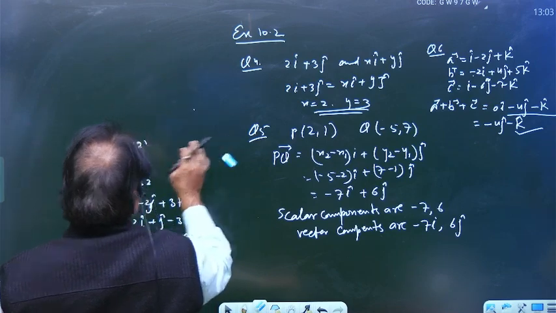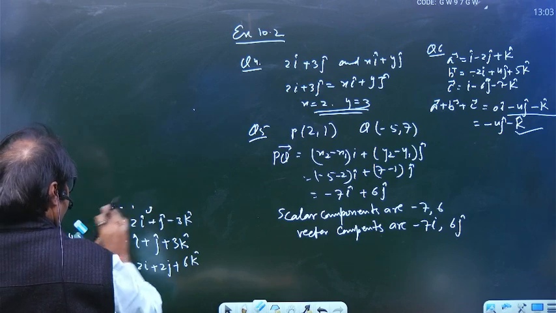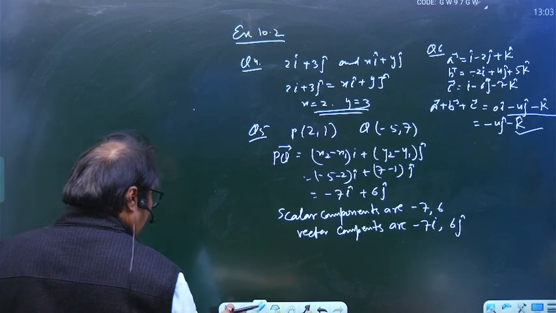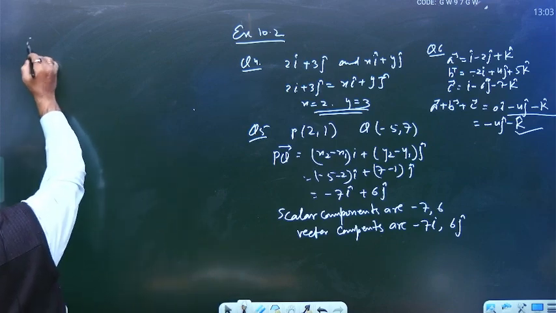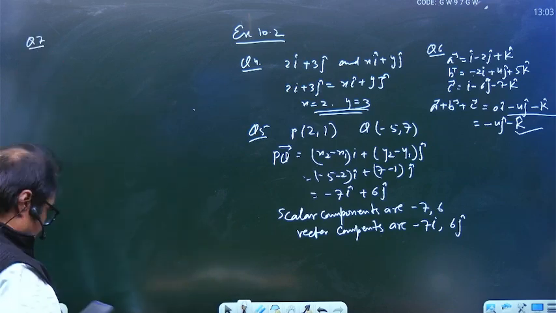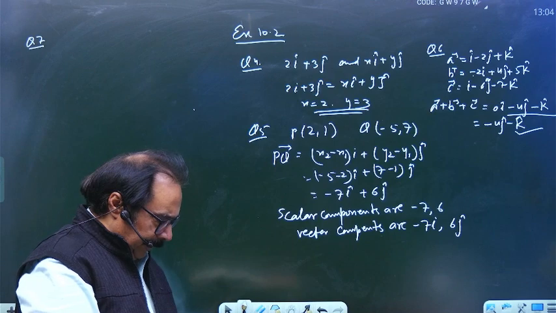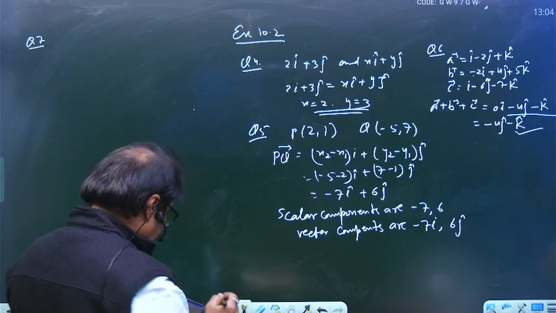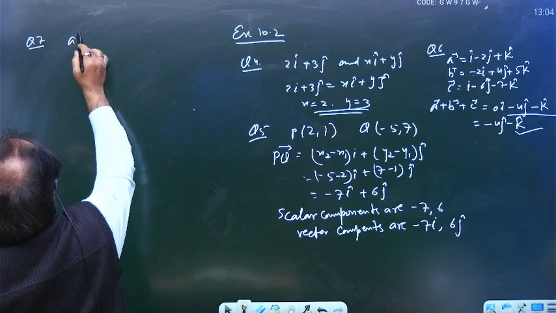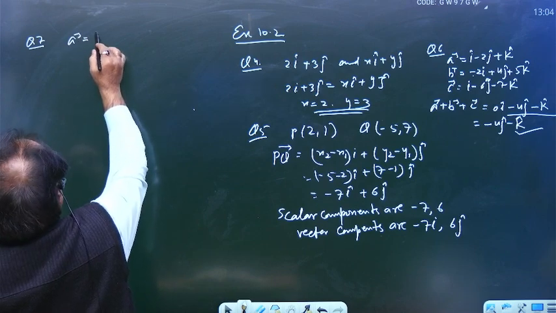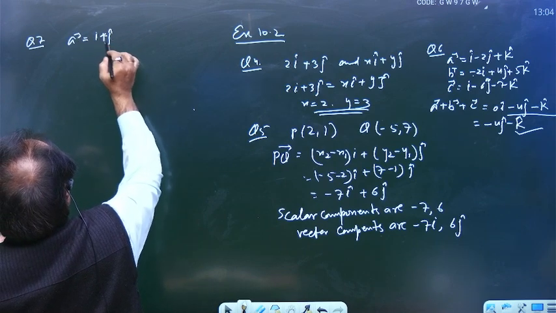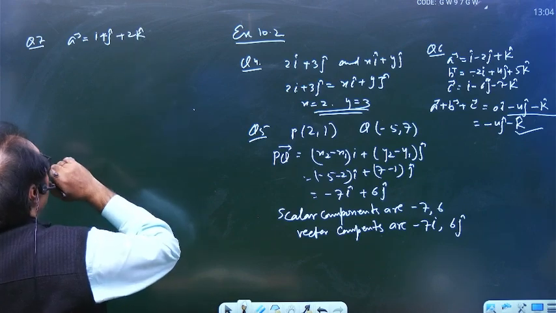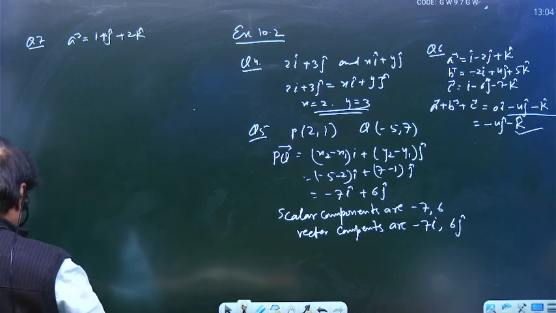The seventh question is, find a unit vector in the direction of the given vector. Vector A is given. Vector A is equal to i plus j plus 2k, and we have to find the unit vector.